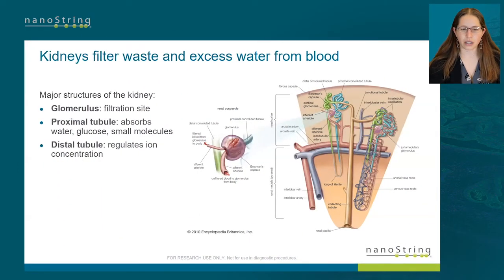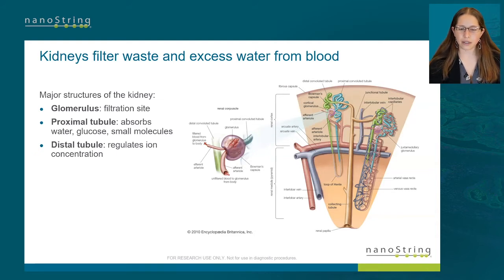So kidneys are your body's filtration system, and when they're working properly, their job is to filter waste products from your blood into urine. And so the actual filtration site in the kidney is a structure called the glomerulus, which is a sphere of blood vessels and specialized cells that form a filtration barrier.